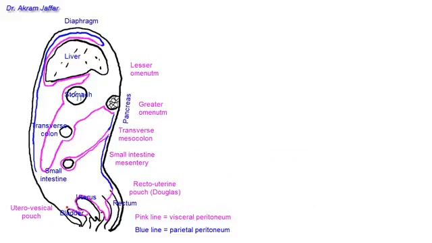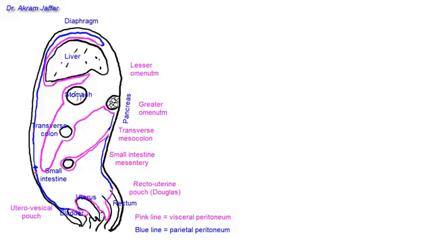I'm going to change the color into blue. So this is the parietal peritoneum reflected onto the anterior abdominal wall and returning back as the parietal peritoneum of the anterior abdominal wall to the point where we first started. We started here approximately at the level of the umbilicus.